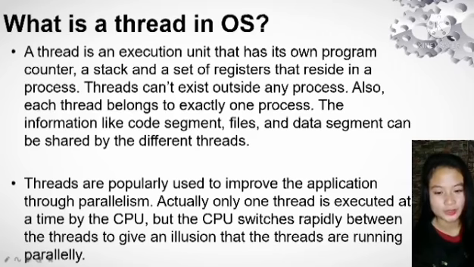The second one is, what is a thread in OS? A thread is an execution unit that has a program counter, a stack, and a set of registers that resides in a process. Threads cannot exist outside any process. Also, each thread belongs to exactly one process. The information like code segment, files, and data segment can be shared by the different threads.